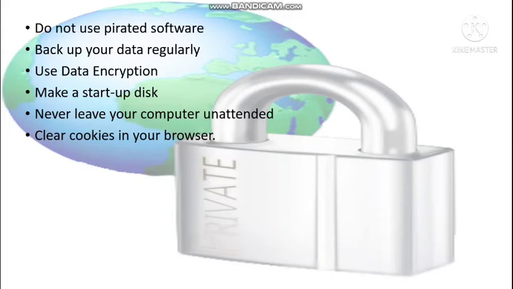Then use data encryption. If you're communicating with someone, there are many encryption softwares available through which you can encrypt your data, which cannot be understood by any third person with whom you are not communicating. That's why whenever we enter the password, it comes in asterisk format. It is also a type of encryption.